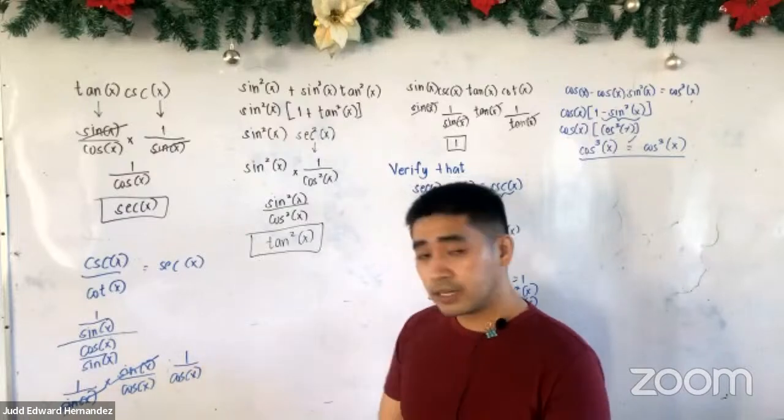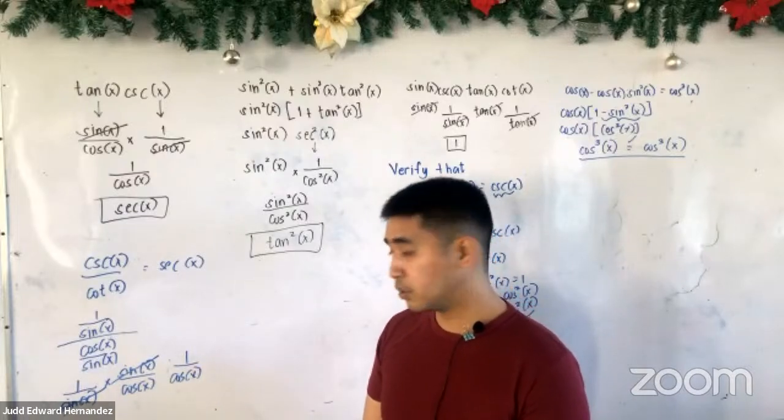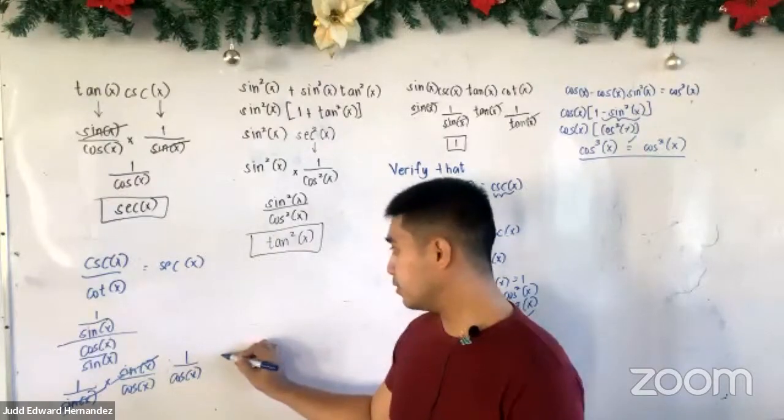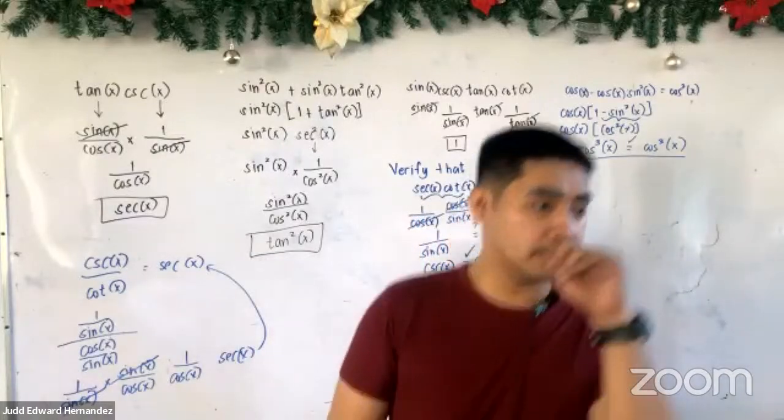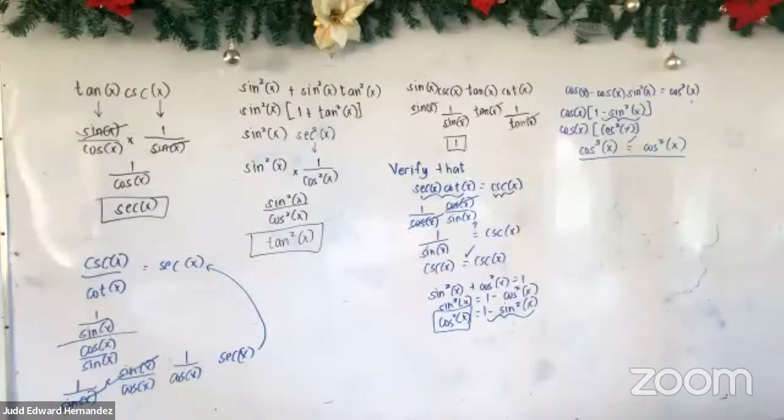At saan po equal yung reciprocal identity na 1 over cosine of x? That is equal to secant of x. Secant po. Is the right side equal to the left side? Yes, they are equal. Therefore, it is an identity. Okay.